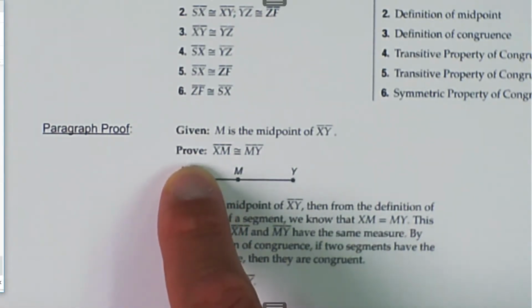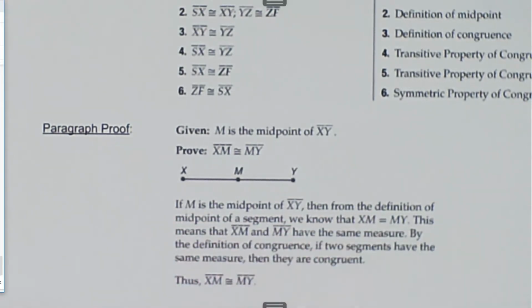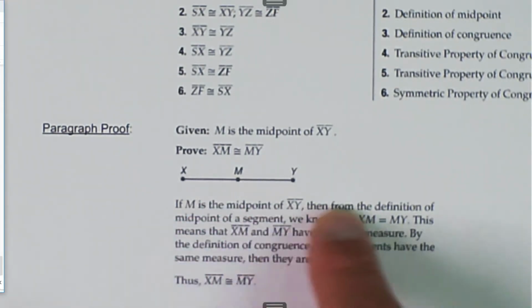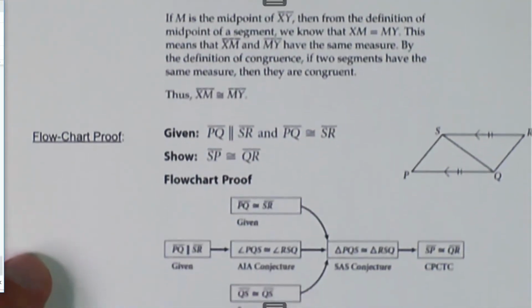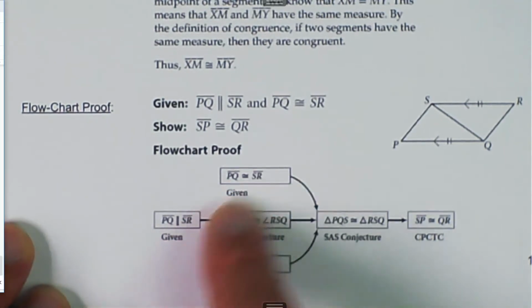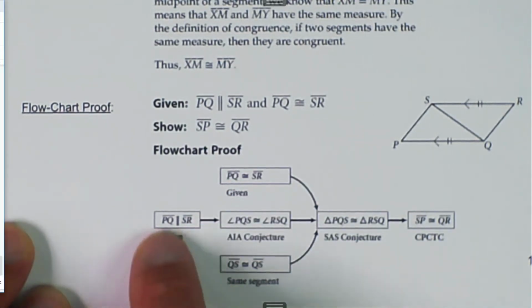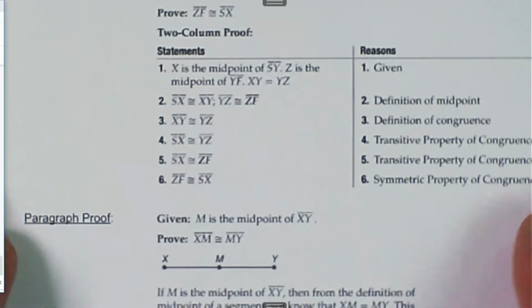You still have a given and a prove, but the manner in which you go about proving it is basically you're just continuously writing in your statements, and reasons are listed inside the proof. Another way that you could do it is a flow chart where you have your given. In this case, we have two givens, and you just follow a flow chart, kind of similar to computer programming, and you still end up where you want to show at the end. But the one we're really going to look at is the two-column proof.